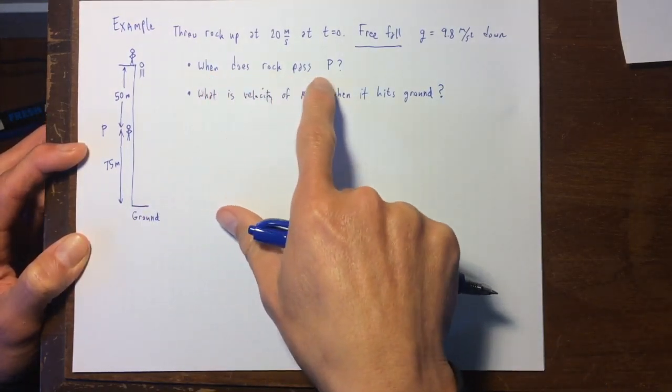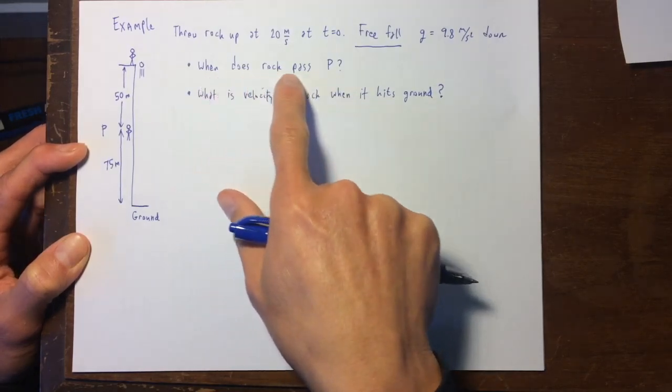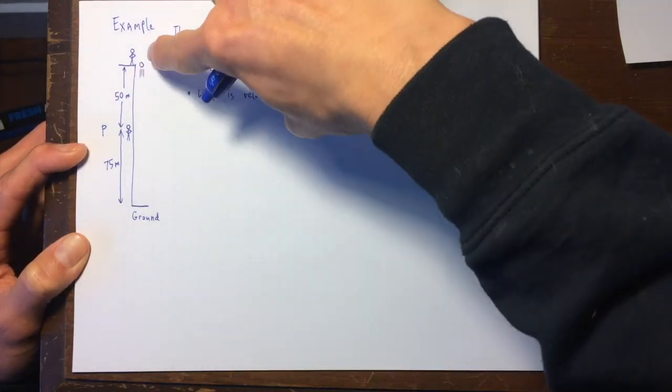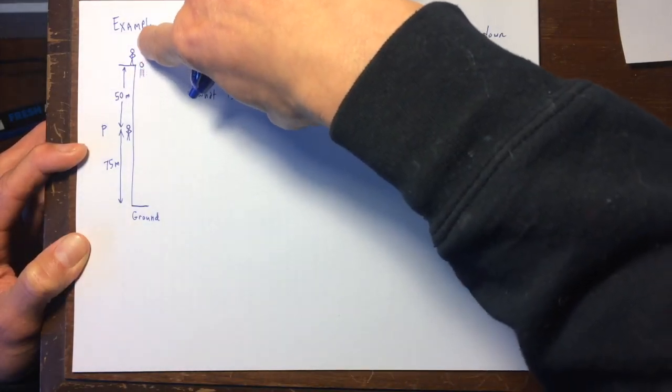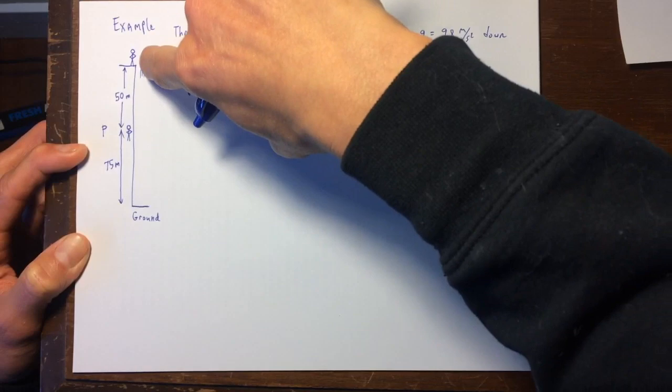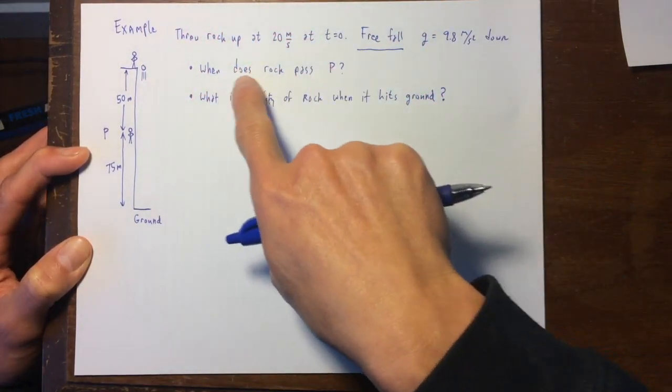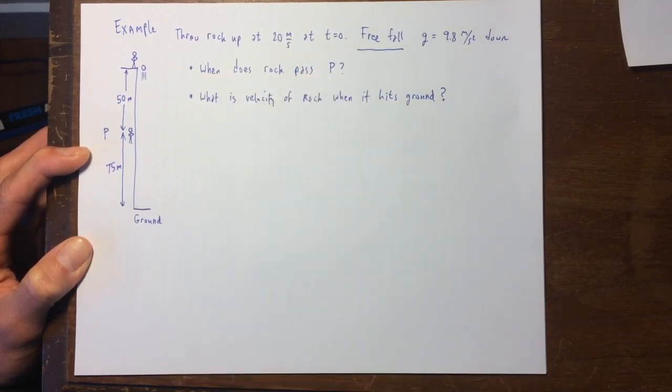When does the rock pass P? So the first question is, what time T? How much time do you need to wait before the rock goes up to the top and then comes down and passes P on the way down? So that's the first question. When does the rock pass P?